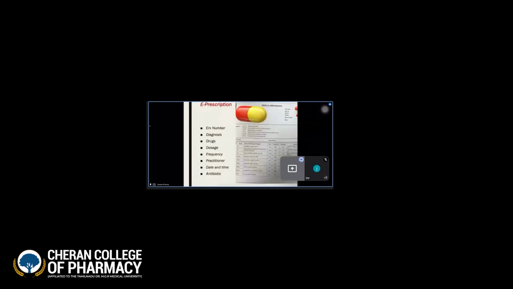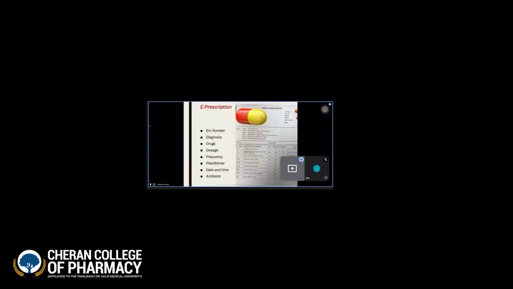So what are the things to be seen in a prescription? What are the things which will be available in a prescription in Dubai? So first is the ERX number. Then I will let you know. Diagnosis. Diagnosis in India, I'm sure that there will be no diagnosis details mentioned in a prescription.